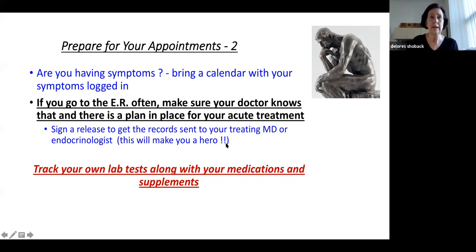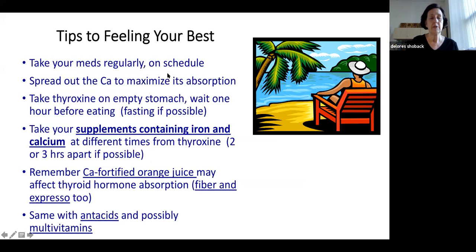If you took care of that, and then your doctor knows, hey, you were in the ER last week, here's what they did, here's what your numbers were, and you're having your appointment. It's so helpful. I can't tell you how helpful it is. And then I've already said, track the lab tests along with the meds and the supplements. Really, really important. So just some final tips: take the meds regularly, take them on schedule.